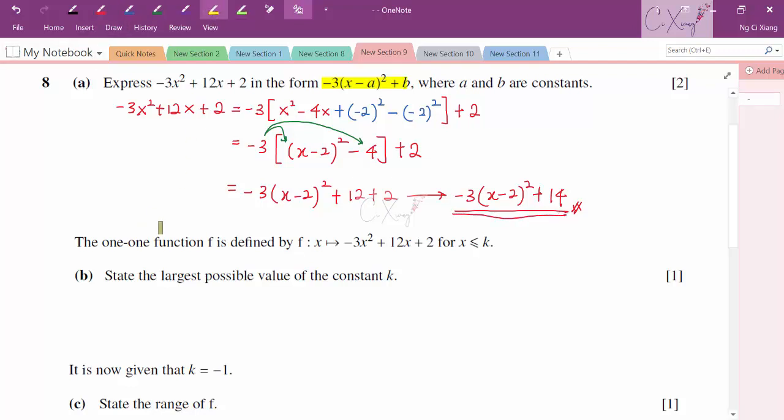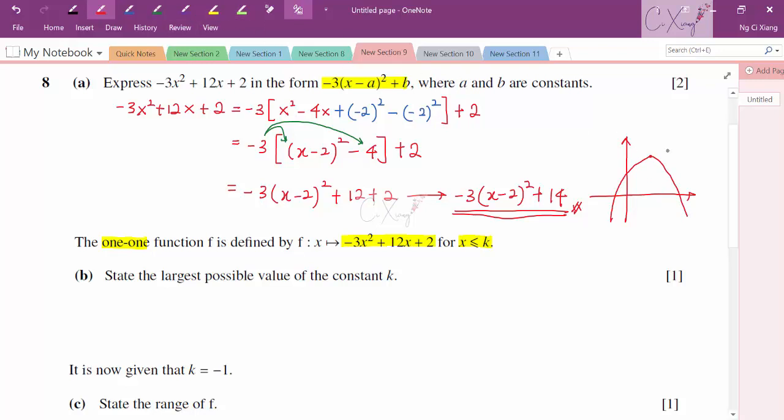Okay, so next, there's a one-to-one function defined by f(x). So f(x) is negative 3x squared plus 12x plus 2 for x smaller than or equal to k. And they are asking us to state the largest value of the constant k. Alright, so from the completed square, generally we know that this curve is an N shape because of the negative 3. So a is a negative value, therefore it should be an N shape. And then the maximum point will be at (2, 14). So our diagram might look something like this.